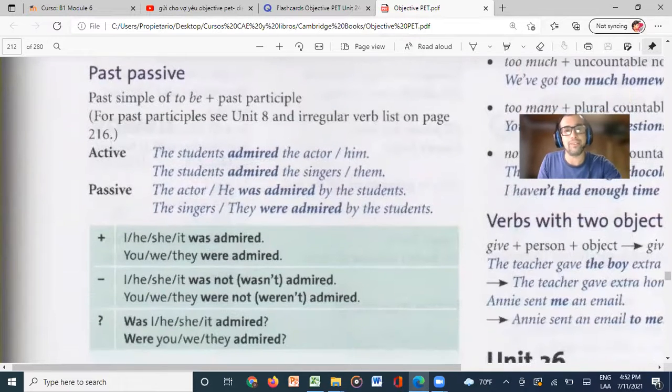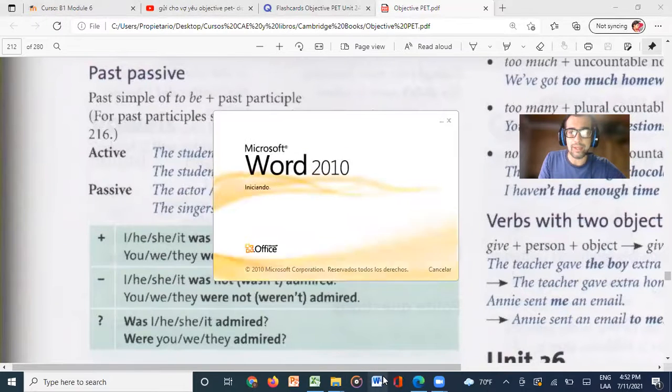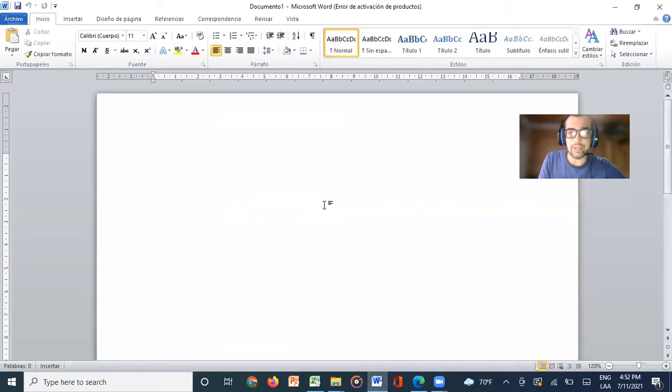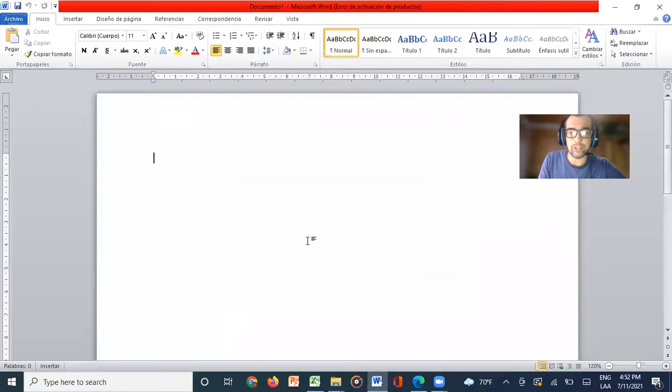So for example, if I say the students admired the actor, the passive will be, see here, I can say the students admired the singers. In the passive will be the actor was admired by the students, or the singers were admired by the students. So we need to remember this.